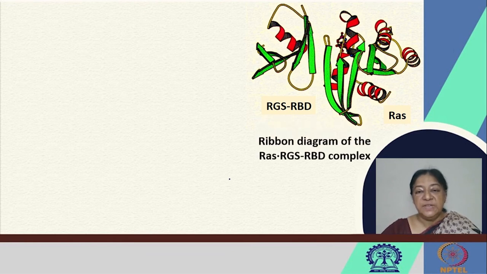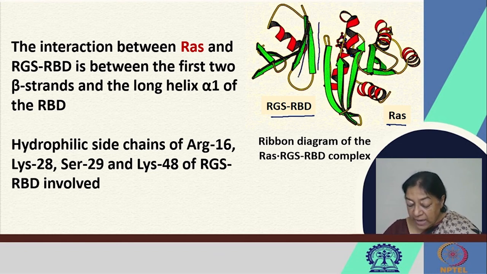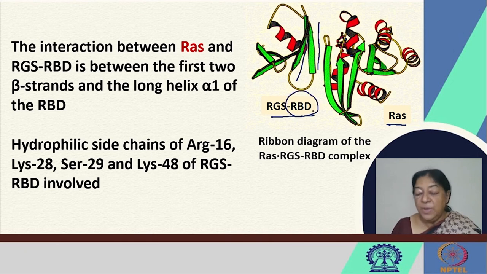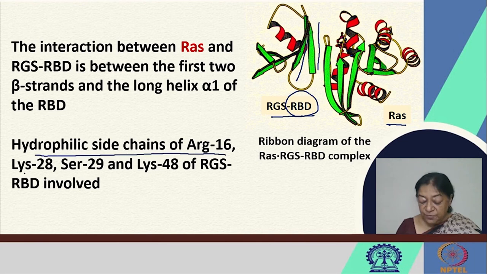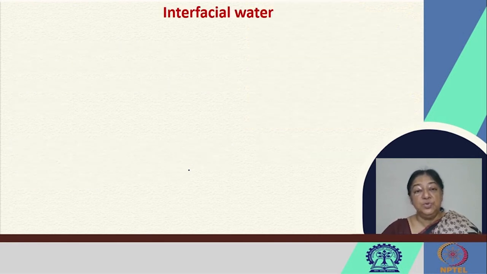So if we look at the specific interface where we have the Ras protein and the RGS-RBD protein type here, the interaction between the Ras and the RGS-RBD is between the first two beta strands and the long alpha helix of the RBD. So here we have the beta strands, and this is the Ras binding domain where we have the interactions. And what we see is the surfaces involved have hydrophilic side chains that are involved in the interactions. So we understand that the individual proteins in solution would have hydrophilic surfaces, the hydrophilic side chains on the surface of these two proteins, but they are also involved in the interaction between these two proteins.